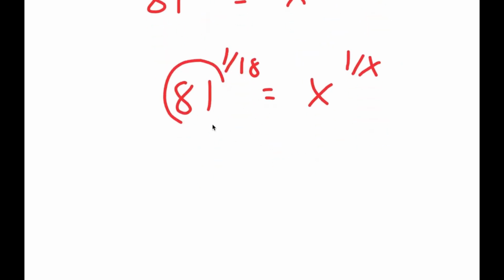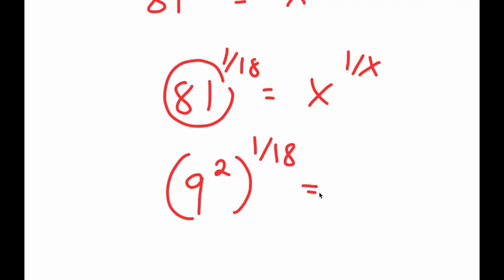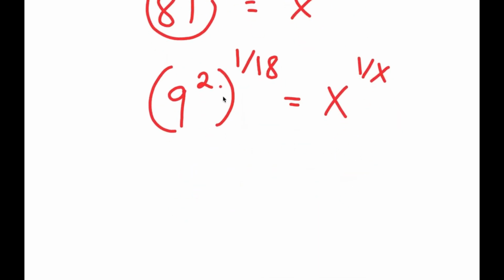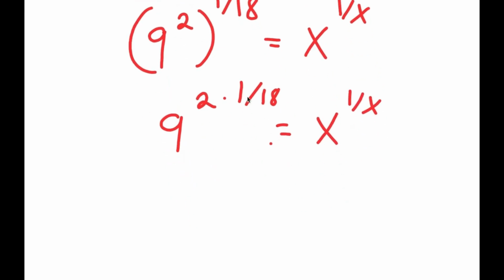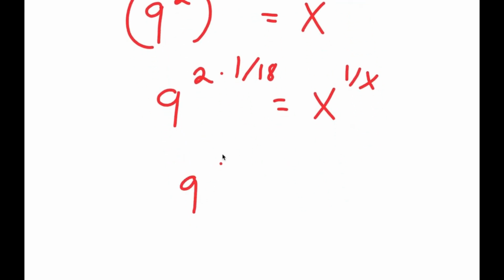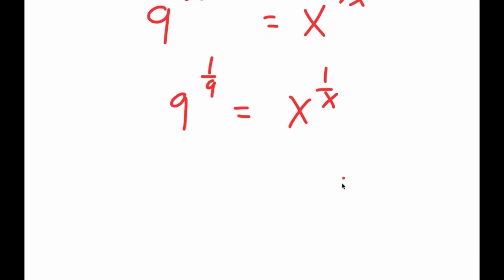Now, 81 here is the same thing as 9 squared. So I'm going to rewrite this as 9 squared to the power of 1 over 18 is equal to x to the power of 1 over x. And now this is the same thing as 9 to the power of 2 times 1 over 18 is equal to x to the power of 1 over x. And 2 times 1 over 18 is the same thing as 1 over 9. So I get 9 to the power of 1 over 9 is equal to x to the power of 1 over x.